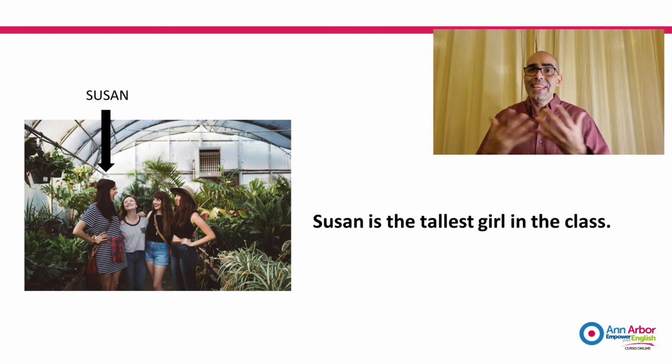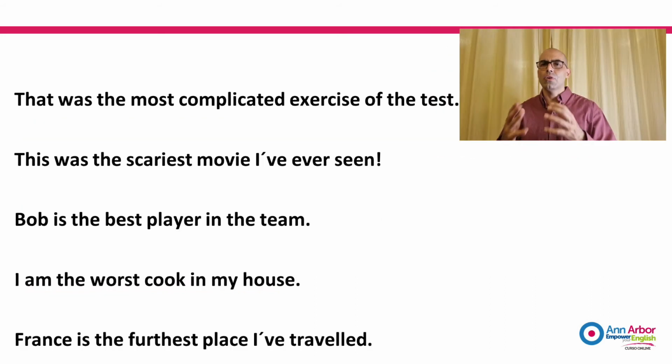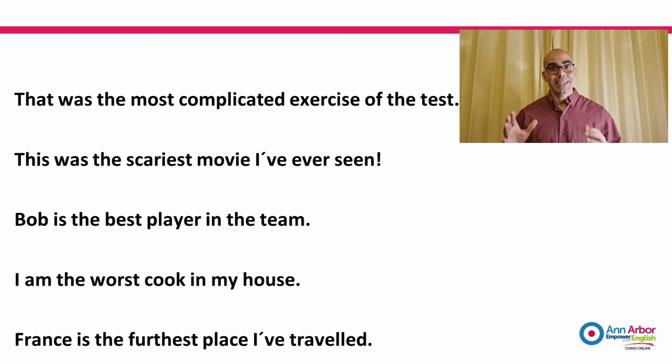Notice that instead of ER after the adjective tall, I used EST. I also used the article the before the adjective. The tallest. Now look at these sentences. That was the most complicated exercise of the test. This was the scariest movie I've ever seen. Bob is the best player in the team. I am the worst cook in my house. France is the furthest place I've traveled.